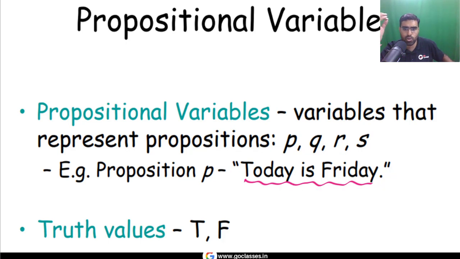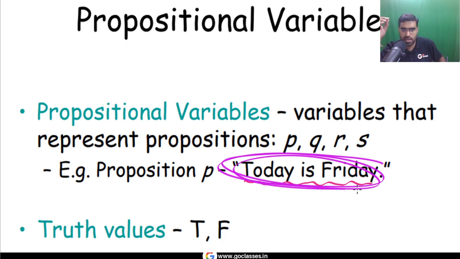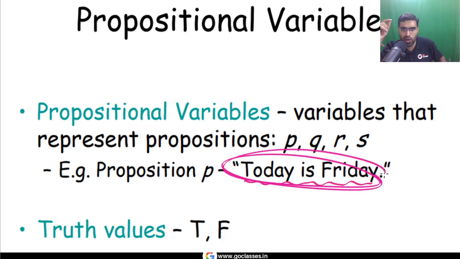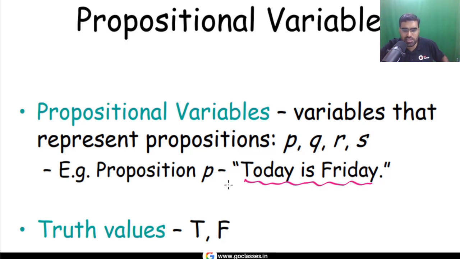It cannot be both. Do you agree with me that on any particular day, you fix a day, either this will be true or this will be false. On any day, if it is true, then it is not false. If it is false, then it is not true. So on any particular day, it will be one of them, either true or false. So easily you can see this is a proposition, and this proposition you can represent using this variable.